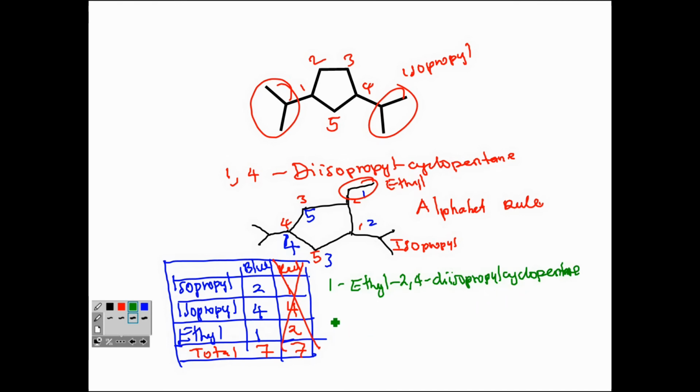Notice that whenever we are looking at the alphabet, we just base it on the E and the I, not the D. You don't base it on the D because that's just di, which says you have two of them. So it's E and I. We don't look at the D. Okay.